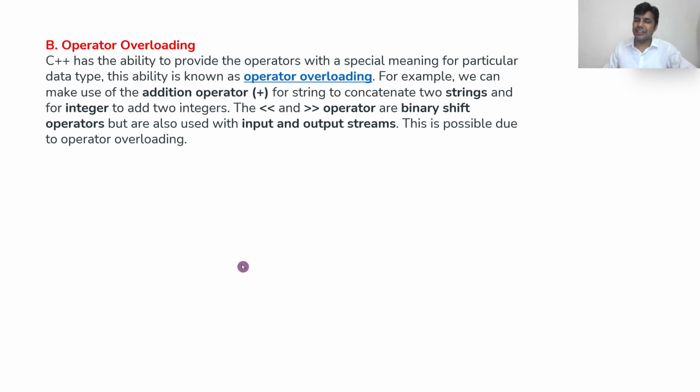Now let us see the next topic, operator overloading. What is operator overloading? C++ has the ability to provide the operators with special meaning for a particular data type. The ability is known as operator overloading. For example, we can use the addition operator plus for strings to concatenate two strings, and for integers to add two integers.